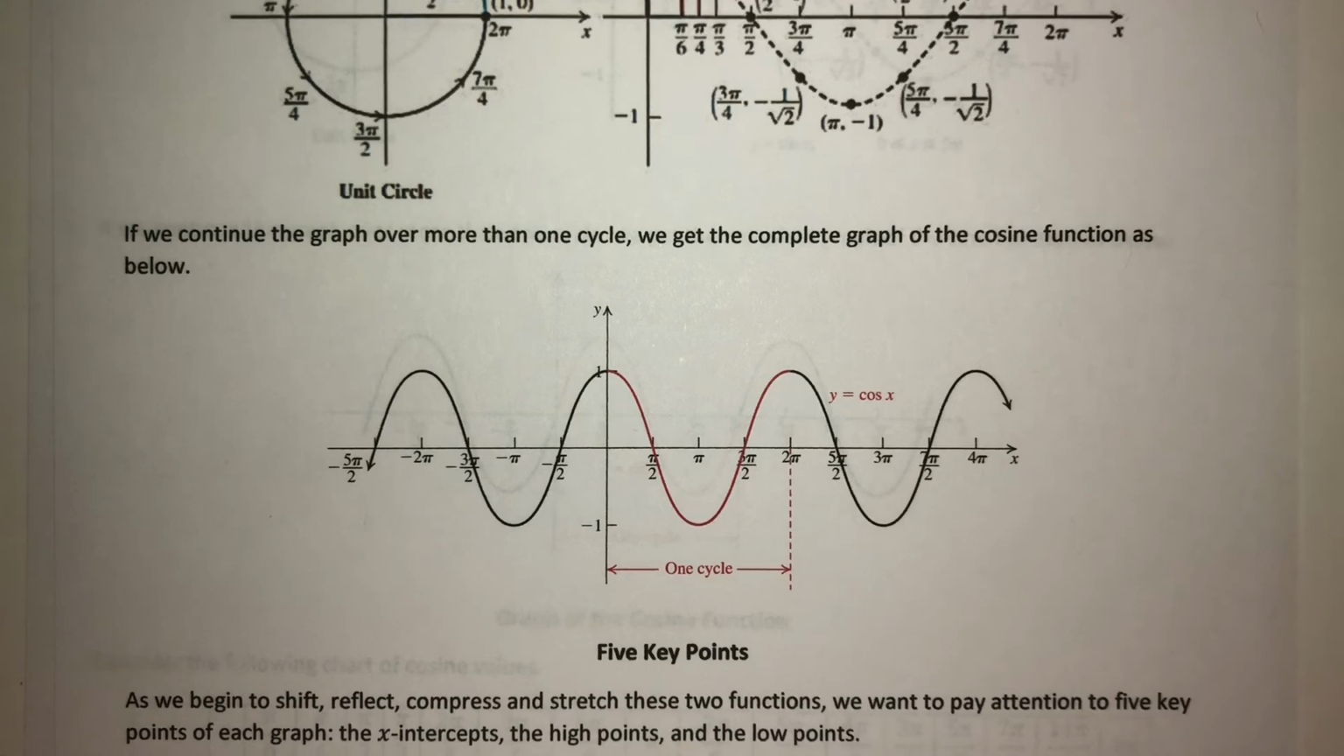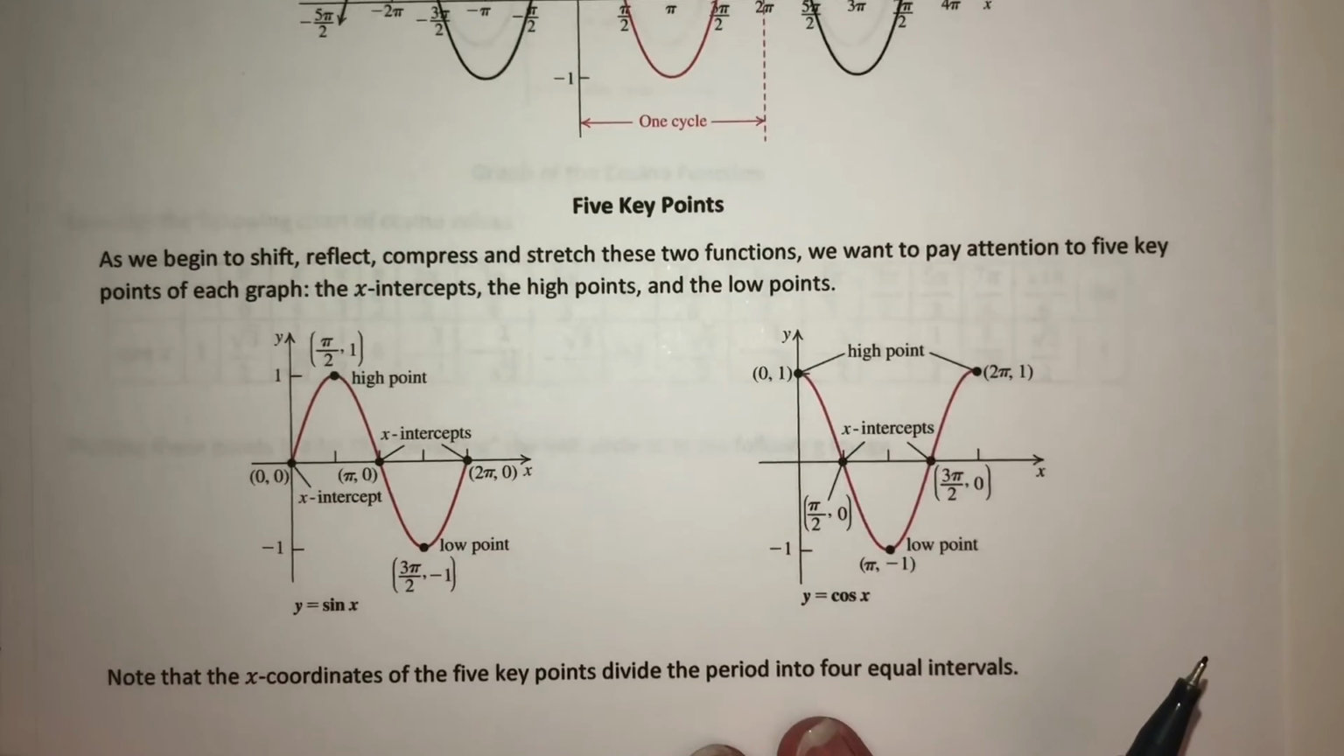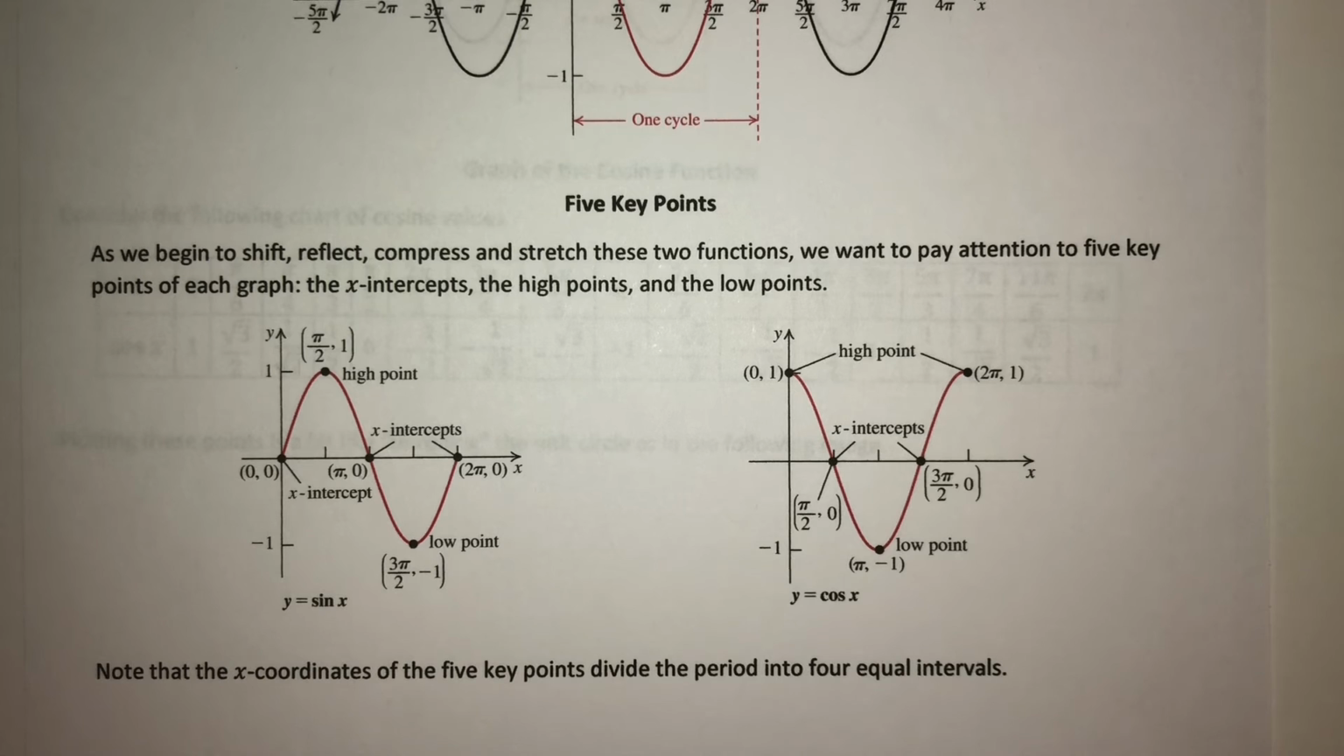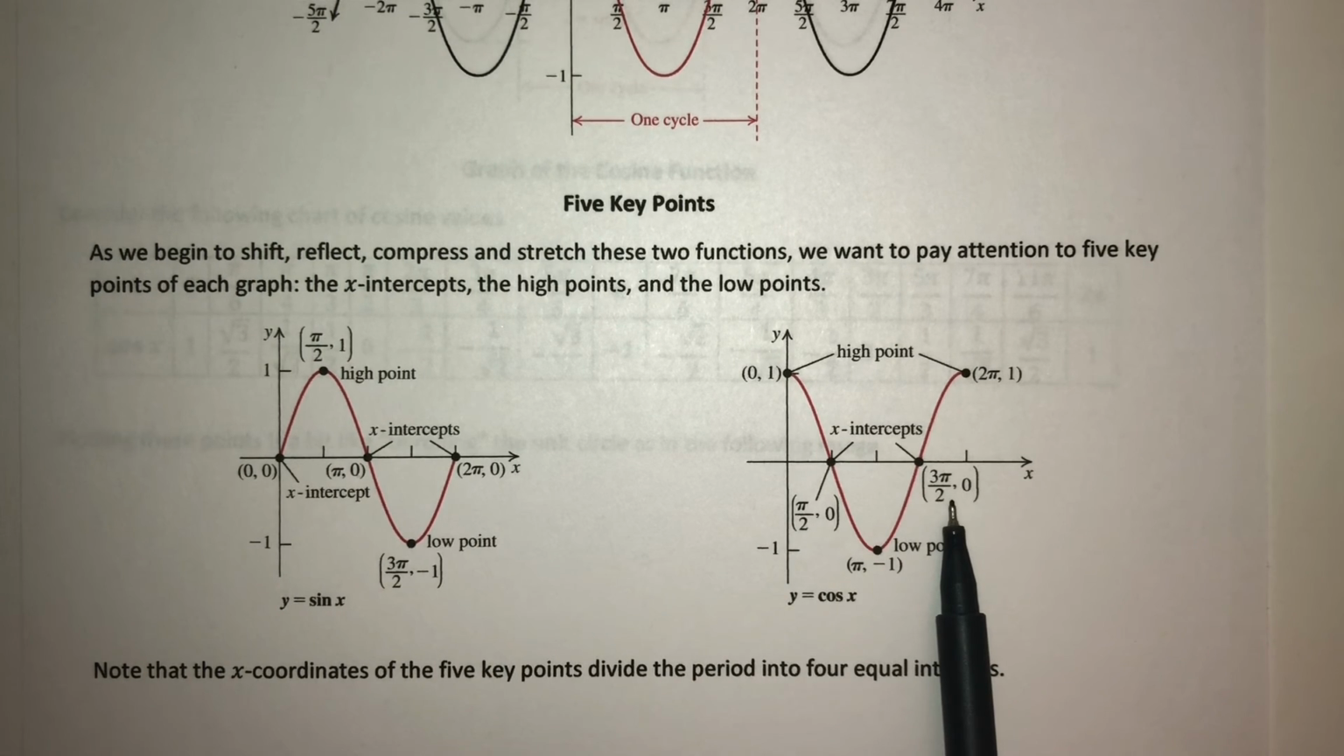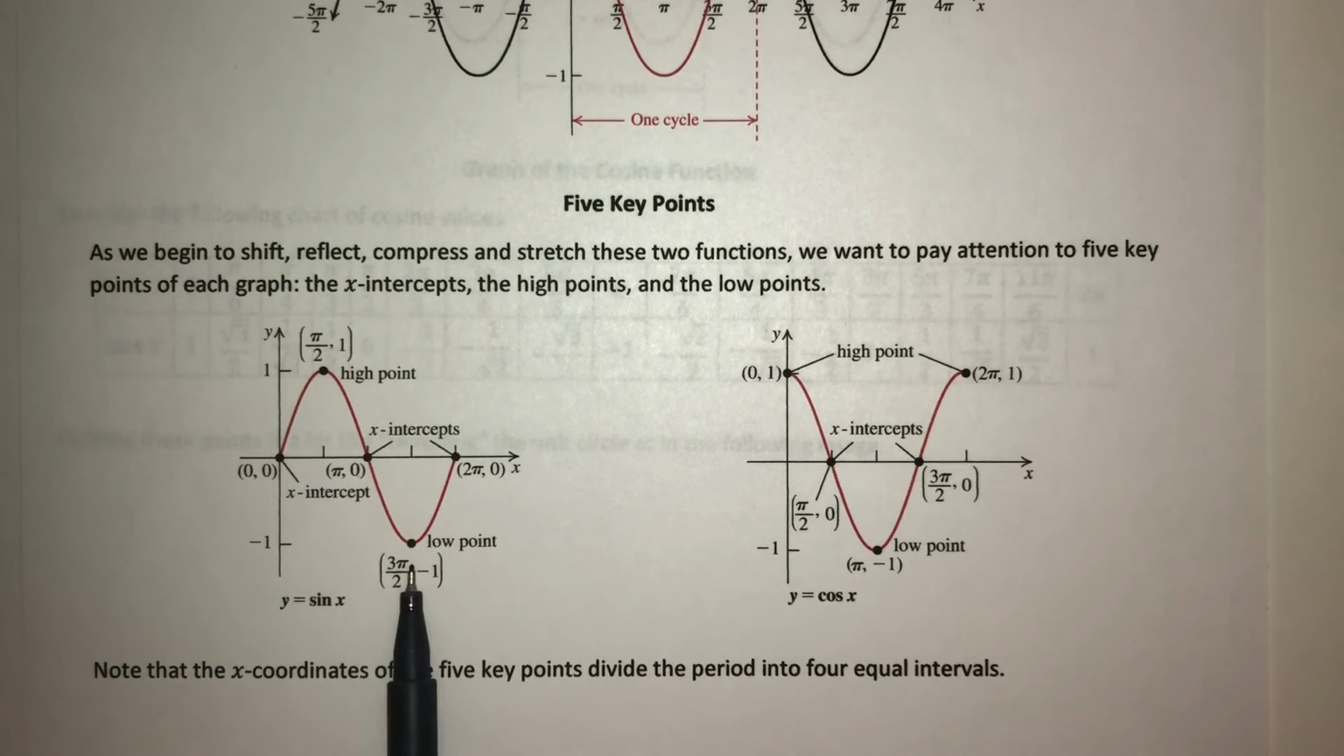Okay? Now, we're going to talk about 5 key points because we are going to start moving these things around a little bit. So basically, we have 5 key points for each of these for sine and cosine. And what you want to do is you want to locate all of your x-intercepts. So here it's (0, 0), (pi, 0), and (2 pi, 0). Here it is (pi over 2, 0), and here it is (3 pi over 2, 0). And you also want to locate your highest point and your lowest point.